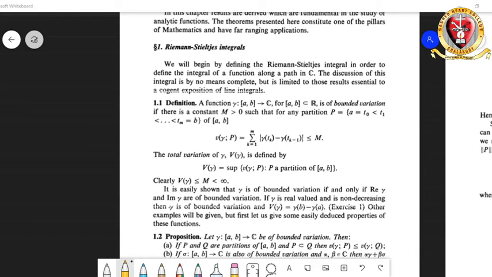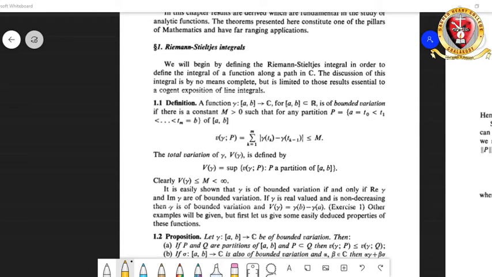fundamental pillars of mathematics, and they have large applications. So let's start with how to define a bounded variation as well as a total variation, and then we'll move on further into the topic. So in this lecture, we will see how we can define bounded variation and total variation.